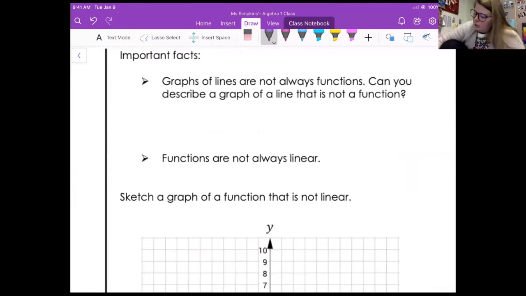Vertical? A vertical, yeah. So if I drew a vertical line, guess what happens when I try my vertical line test? How many places is it touching that vertical line? A lot, all of them, an infinite amount. So vertical lines are not functions.